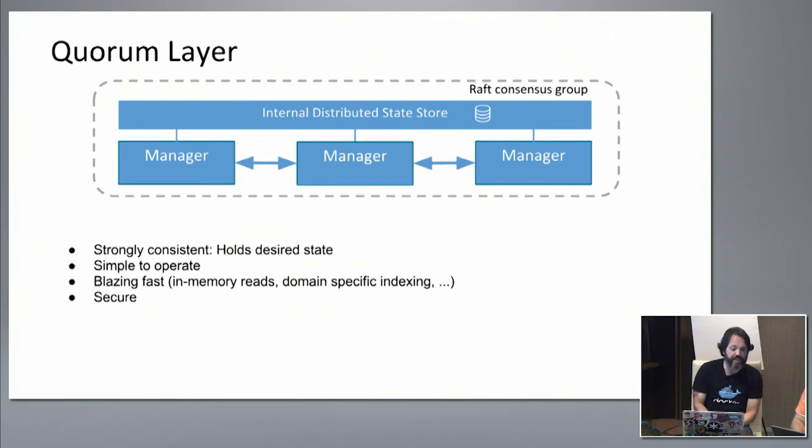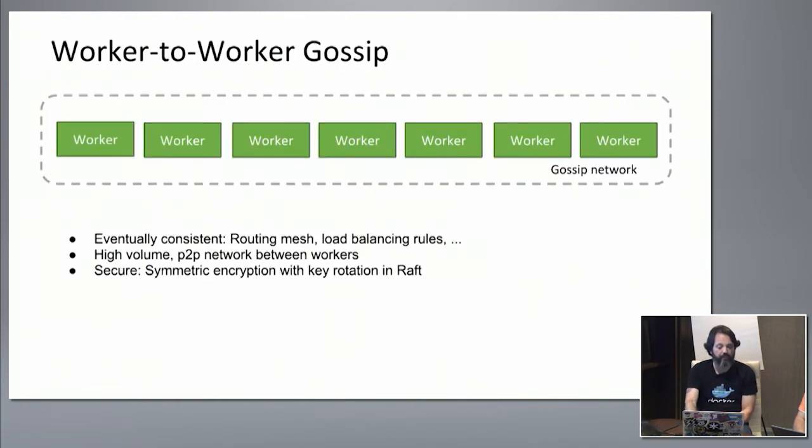We talked about the quorum layer. The most important thing is that everything is consistent, right? That it's fast and can be secure, right? So that's why we built it the way we did. And then we talked about the workers are not as fast to converge, because you're typically going to have a lot more workers.